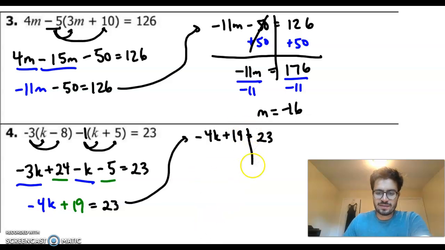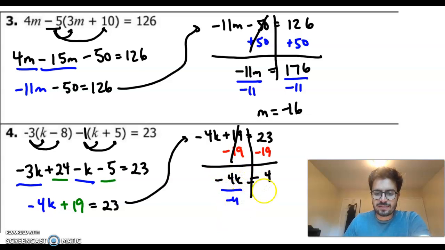I'm going to bring this over. Now I know how to solve this. I'm going to subtract 19 from both sides. I get 4 is equal to negative 4k. And I'm going to divide both sides by negative 4. And I get k is equal to negative 1.